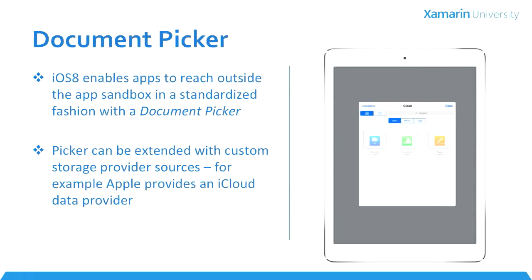We now have the document picker included in iOS. And this is extendable with custom storage providers. Now, of course, we have iCloud. That's included out of the box. But for example, Dropbox can include their own storage provider. And then we could read and possibly write documents to the user's Dropbox, but we wouldn't need to code against the Dropbox API. Dropbox would set that storage provider, and we would just access that from the document picker.